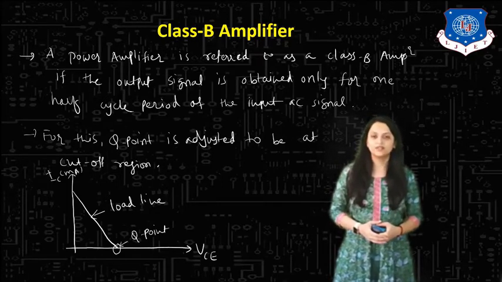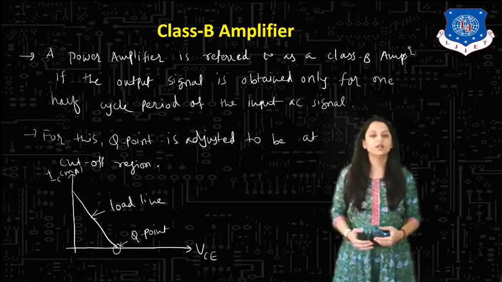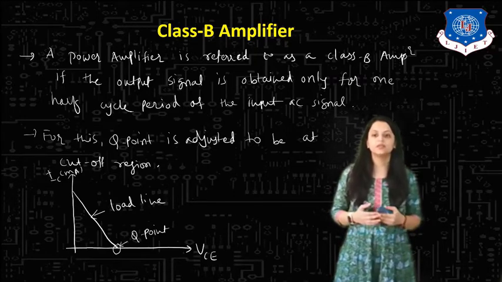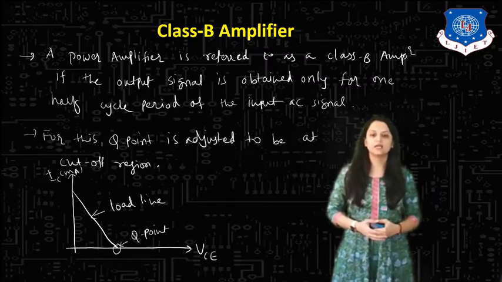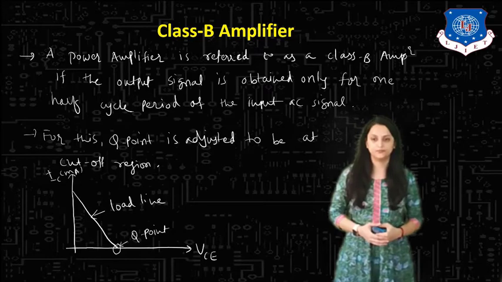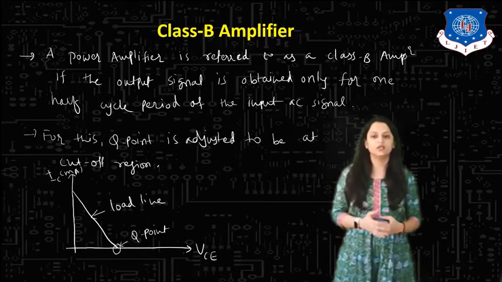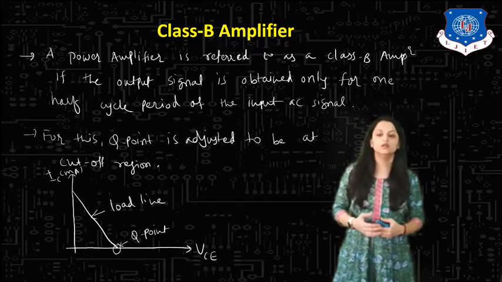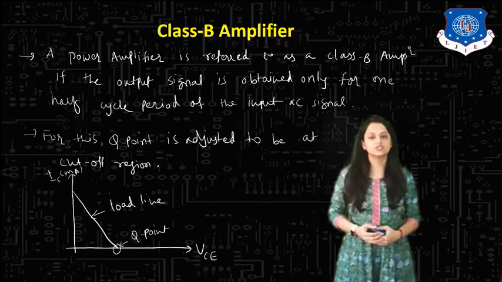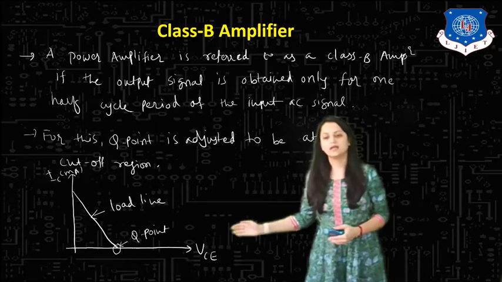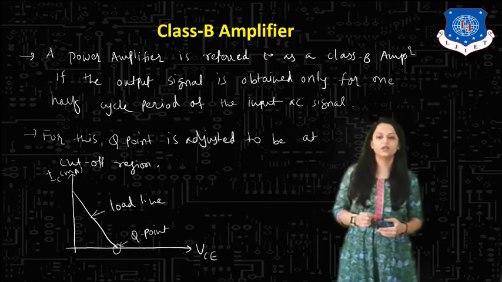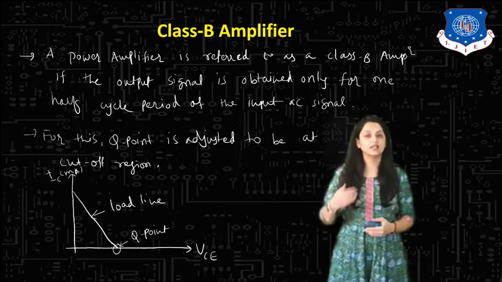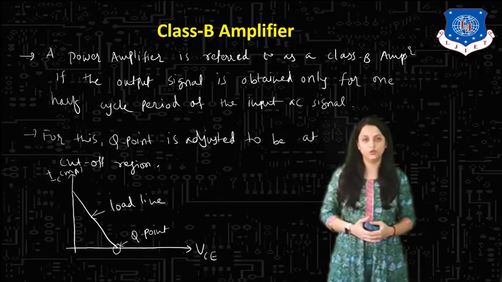A power amplifier is referred to as a Class B amplifier if the output signal is obtained only for half cycle period of the input AC signal, that is, for 180° of the cycle. For this, the Q point is adjusted to be at the cutoff region. As you can see in this diagram, the Q point is in the cutoff region on the load line at the point of VCC, whereas in Class A amplifier it was at the center of the load line.